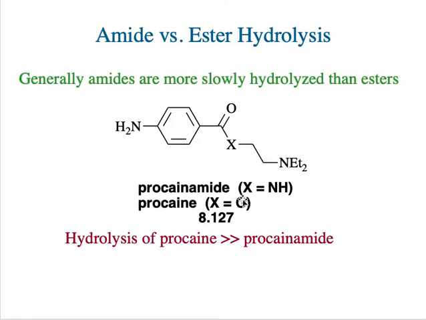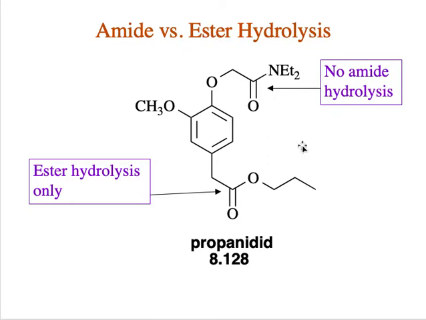Here's an example, right? Procaine. They are typically topical analgesics. Procainamide is going to basically be a lot longer acting, and it just has an NH2 instead of an O there, and the amidase activity is slower. So here's another example, propanidid, where in this case you don't get the amide hydrolysis. You have a fairly sterically hindered amide there too, which helps slow it down a little bit.